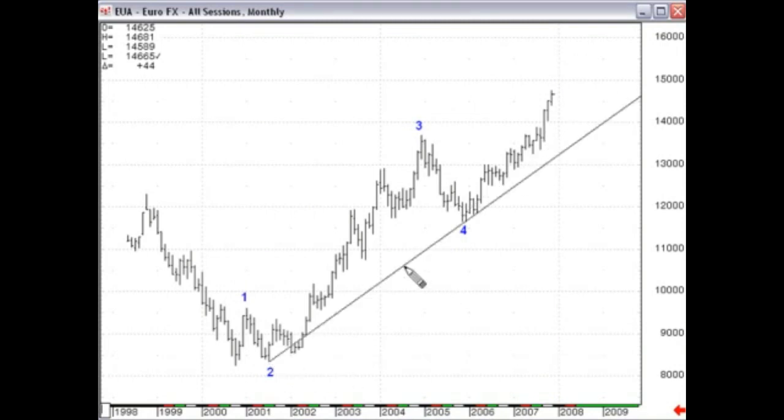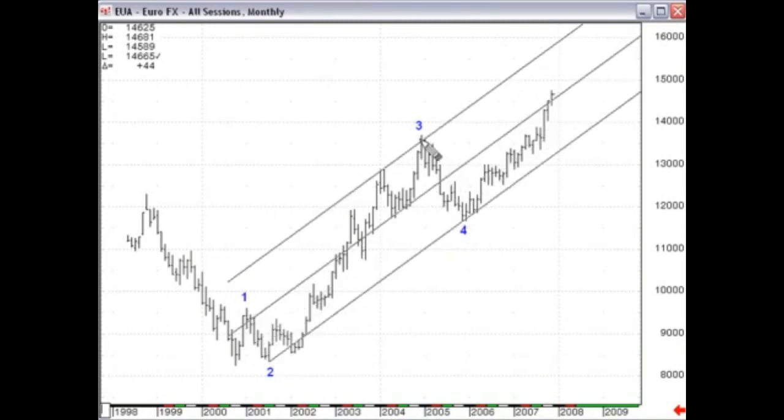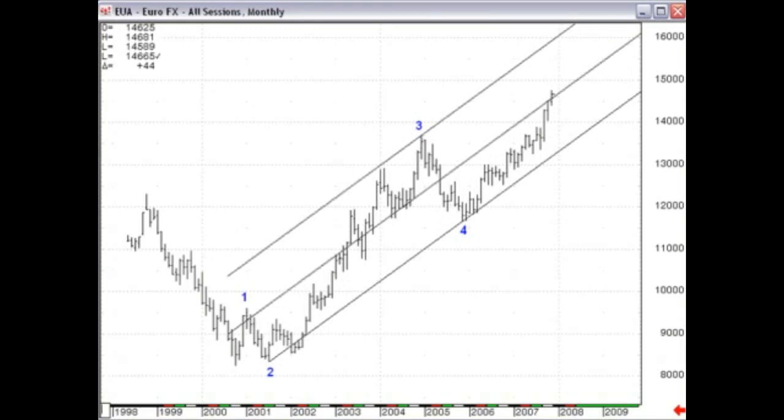Next, we'll do our final channel. Simply connect the extremes of waves 2 and 4 off the top of 3. Now, as you can see, we're at the center line of our final price channel. Oftentimes, this will provide resistance, or again, the upper boundary line.